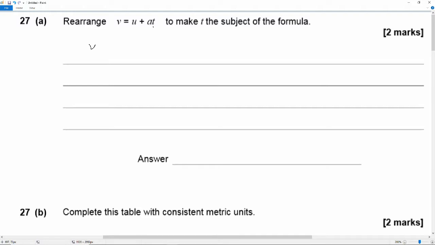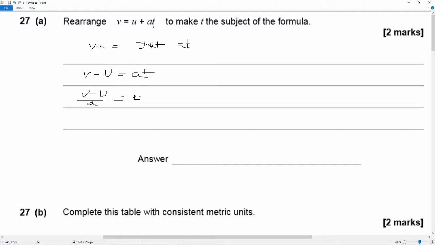So if we take V equals U plus AT, and we subtract the U from both sides, and the U disappears from here, so we get V minus U is equal to A times T. And now to get T on its own, all we have to do is divide both sides through by A. So V minus U over A is equal to T.